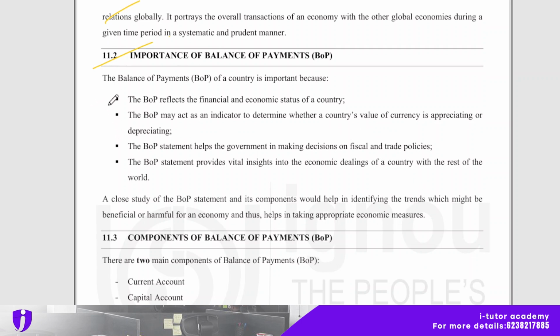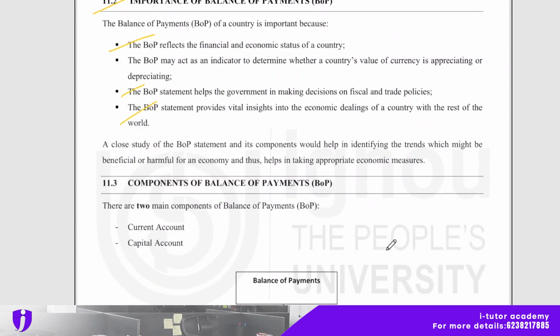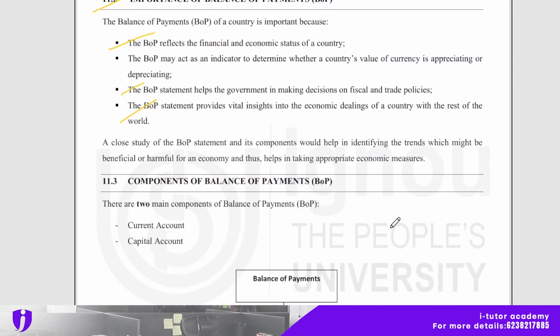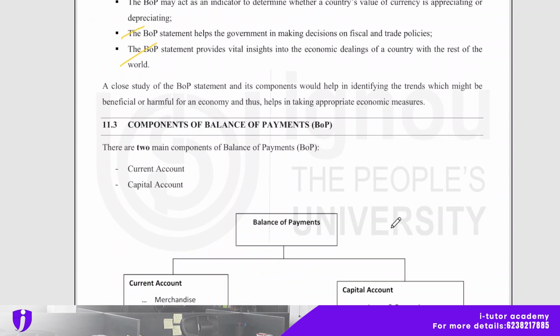Next is the importance of balance of payment, that is BOP. What is the importance? The BOP reflects the financial and economic status of the country. BOP may act as an indicator to determine whether the country's currency is appreciating or depreciating. And the BOP statement helps the government in making decisions on fiscal and trade policies. The BOP statement provides vital insight into the economic dealings of a country with the rest of the world. A close study of the BOP statement and its components would help in identifying trends which might be beneficial or harmful for the economy, and thus help in taking appropriate economic measures.